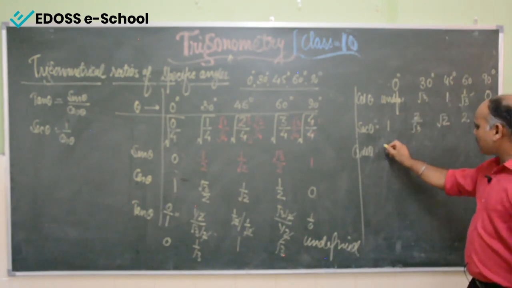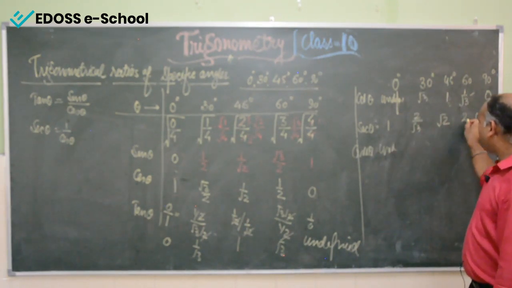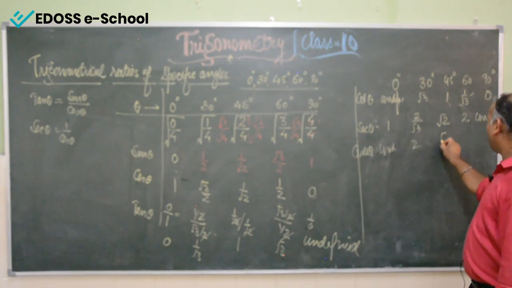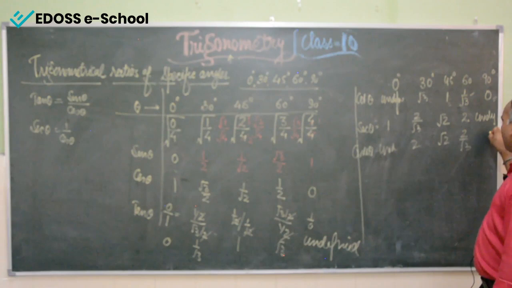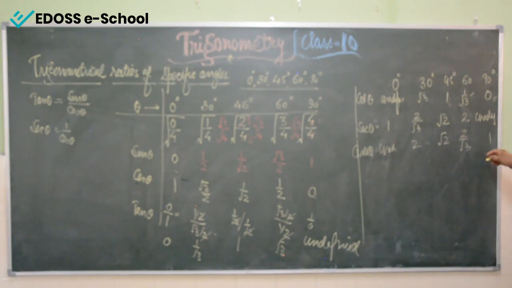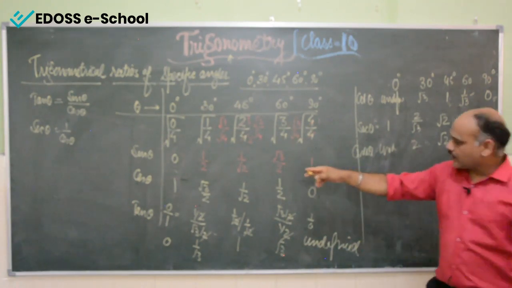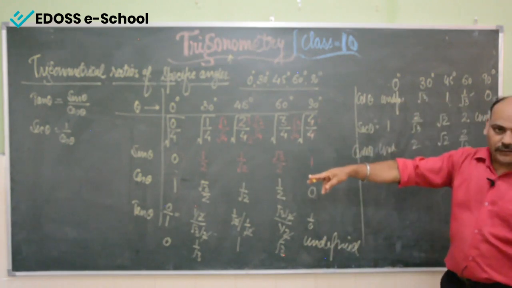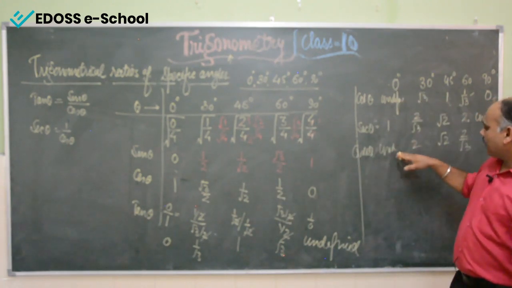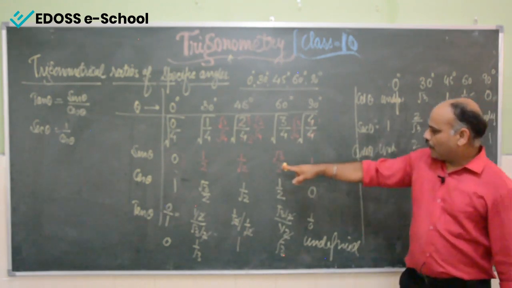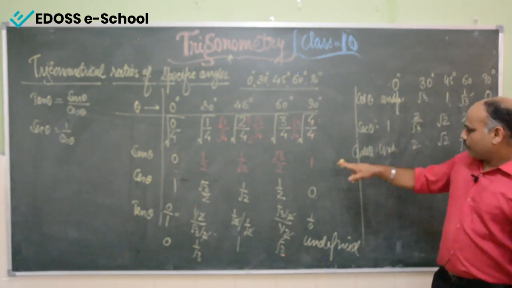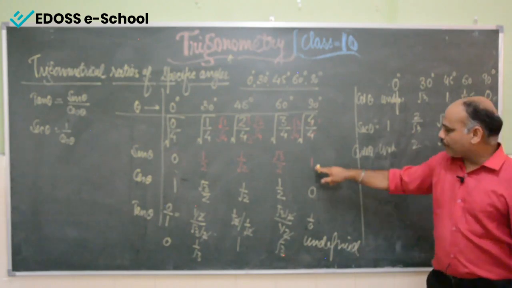And in the case of cosec theta, you have to write first undefined, then you have to write 2, then root 2, then 2 upon root 3, and then 1. See here, sin theta is 0, so 1 upon 0 is undefined. 1 upon 1 by 2, the reciprocal of 1 by 2, is 2. This will be root 2, this will be 2 by root 3, and 1 upon 1 is equal to 1.